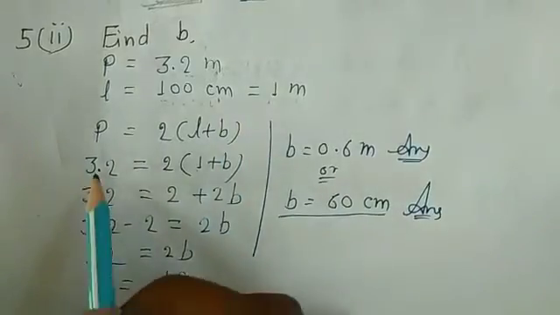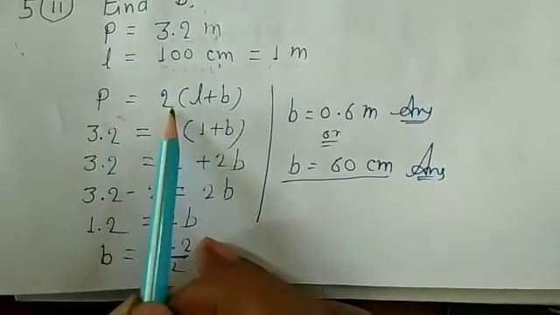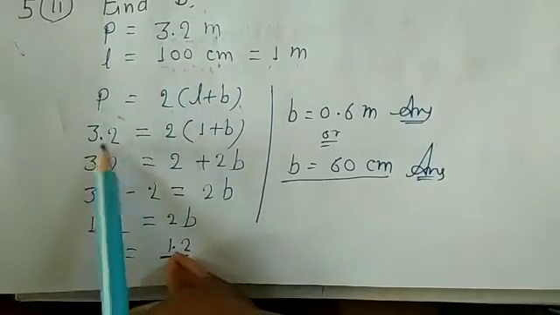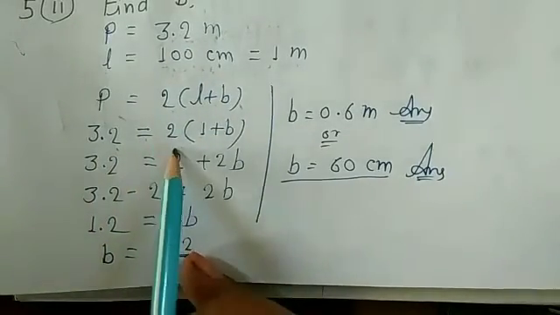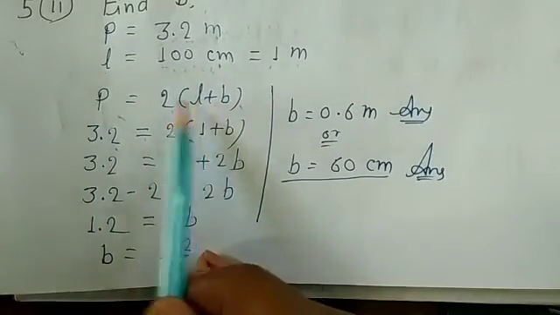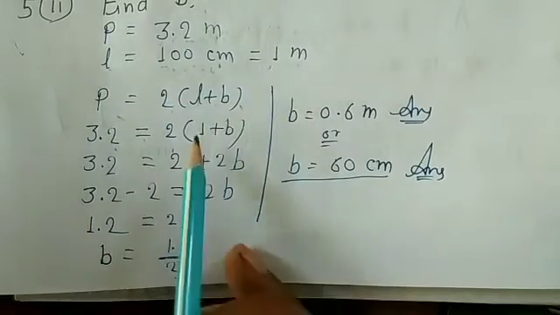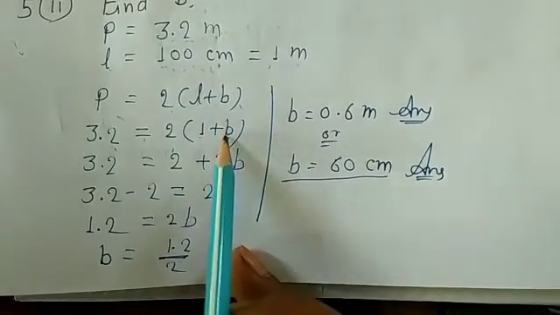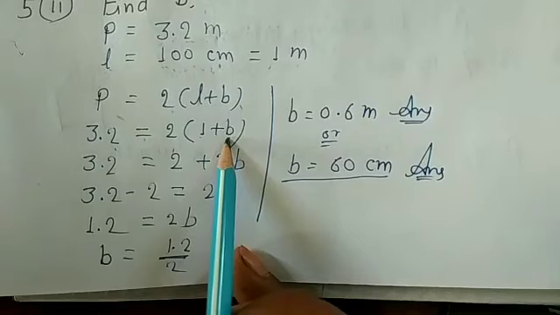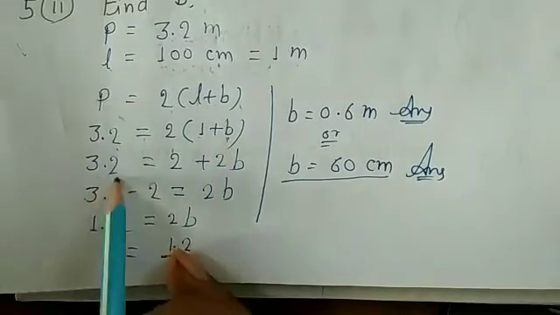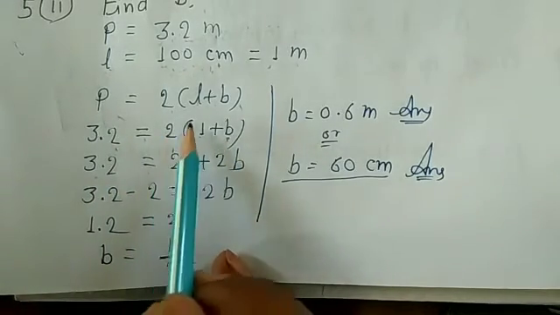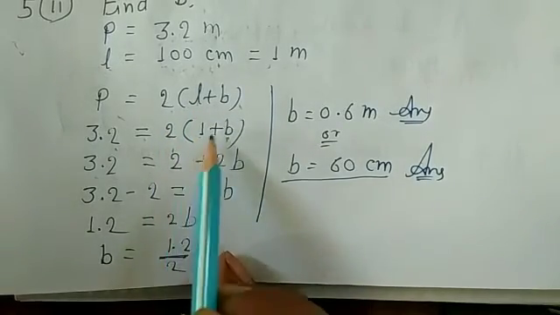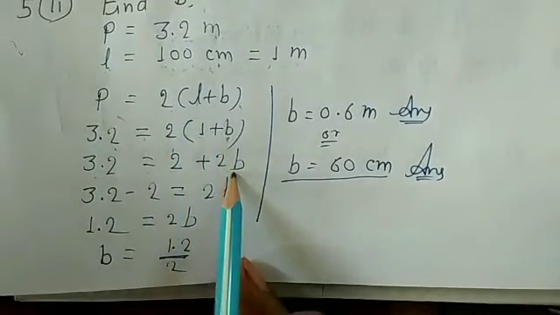So now use the formula, that is P equal to 2 into L plus B. Perimeter is given there, 3.2 equal to 2. The value of L is 1 meter. Value of B is not there, we have to find out the value of B. So B will remain as it is. 3.2 equal to 2 multiplied, open this bracket. 2 will be multiplied with 1. 2 ones are 2 plus 2 into B means 2B.